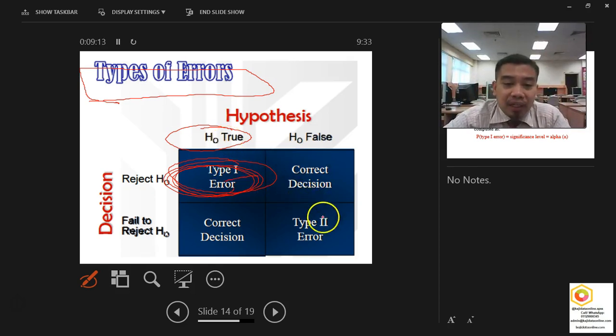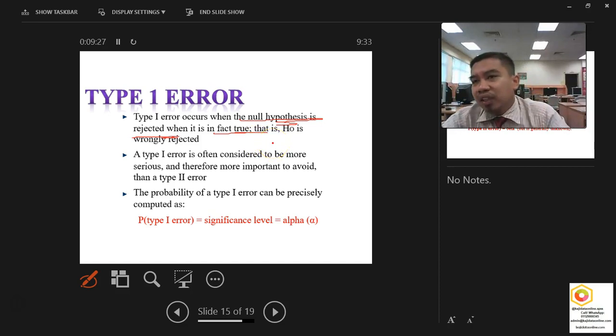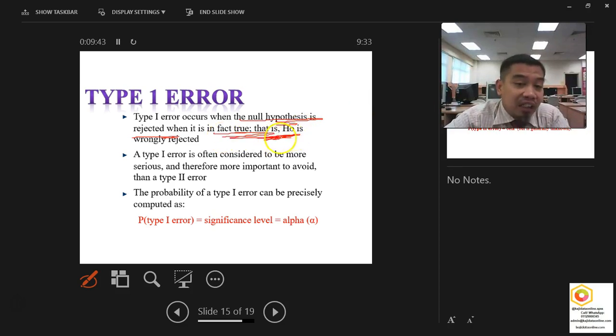Okay? So we have type 1 error and type 2 error. What is this about? Type 1 error occurs when the null hypothesis is rejected when, in fact, the null is true. That means you say there is a difference, but actually the difference does not exist. You got what I mean? You say, okay, we reject the null hypothesis because the p-value is less than alpha. So you make a decision to reject your null hypothesis. Unfortunately, actually, your null hypothesis is true. This occurs because of probability and precision. Precision is about the alpha value that I mentioned earlier.